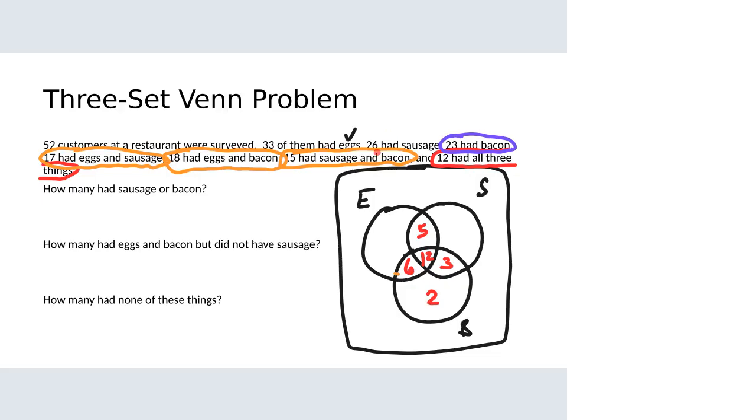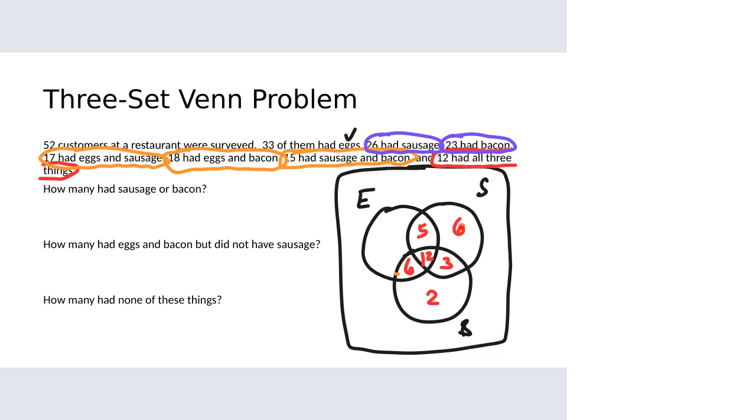Similar, 26 people had sausage. So that means in this sausage circle over here, there needs to be a total of 26 people. And so far, let's see, we have 12 and 5 is 17, and 3 more makes 20. So that means that there must be 6 people over here in region 3.